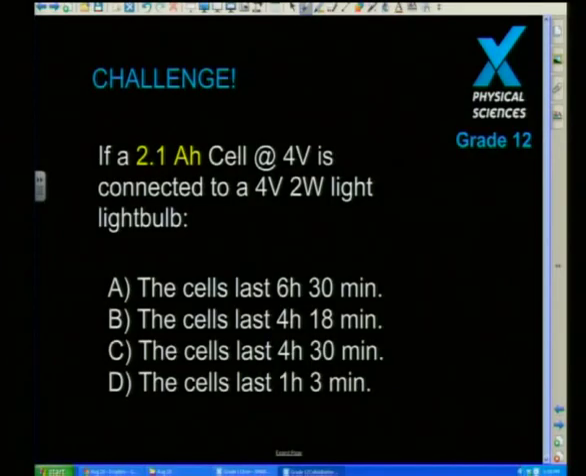So there's the information about the cell capacity. I know that the cell gives us 4 volts. So because it gives out 4 volts, there we go. I'm going to connect it to a light bulb, which when it's connected to 4 volts, it's going to give out 2 watts. Okay, very important information. Now, all we've got for option A, B, C, or D is how long this all is going to last.